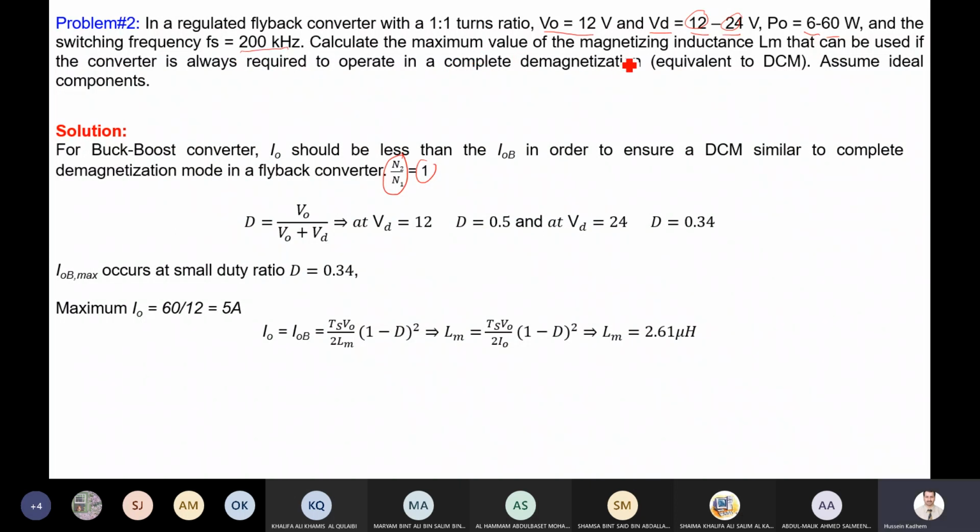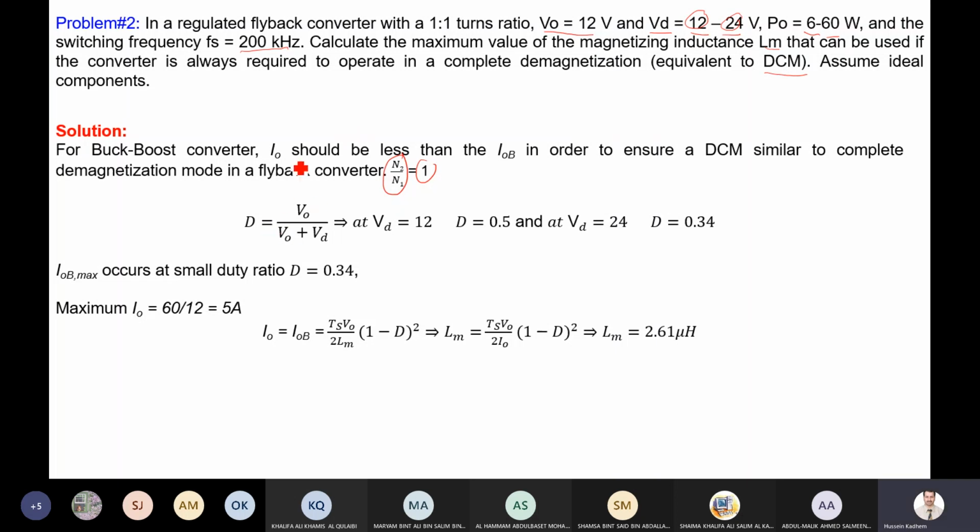Calculate the maximum value of the magnetizing inductance LM that can be used if the converter is always required to operate in complete demagnetization, which is equivalent to discontinuous conduction mode. He asked me to make sure it works in discontinuous conduction mode. At the end, this is a buck-boost converter. I need to find I_O boundary, and I output should be less than this boundary. We solved a similar problem in DC-DC converters.